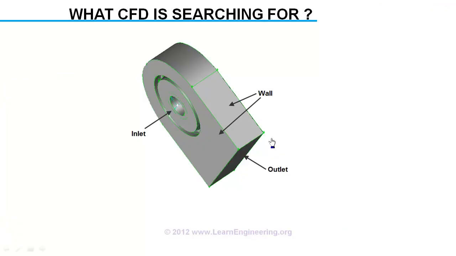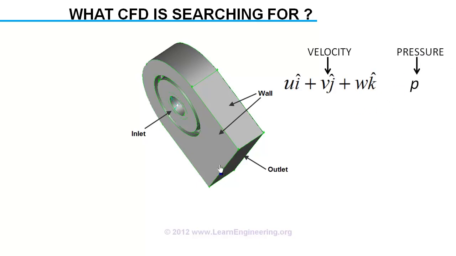Assume this is the volume where fluid flow occurs, or, this is my control volume. In a CFD problem, what I have to solve is the velocity field and pressure field inside the control volume. More precisely, we want to find out U, V, W, and P throughout the domain.